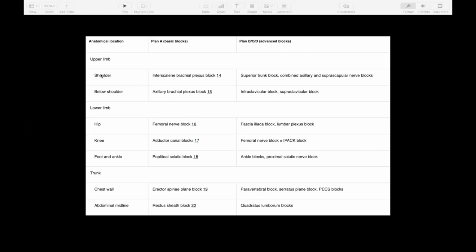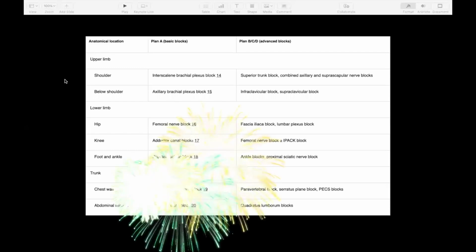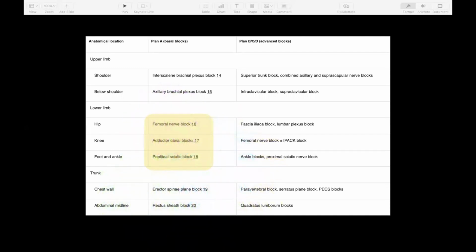So a couple of months ago, we had a session on the upper limb blocks when we were allowed to gather in rooms and scan each other. Today, we're going to be covering the lower limb blocks. So that's going to be the femoral nerve block, adductor canal block, and popliteal sciatic block.